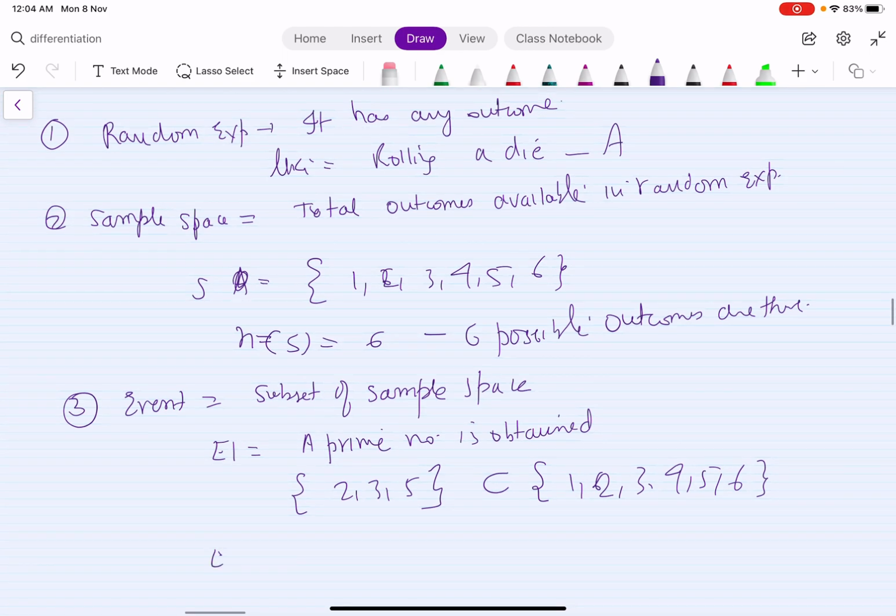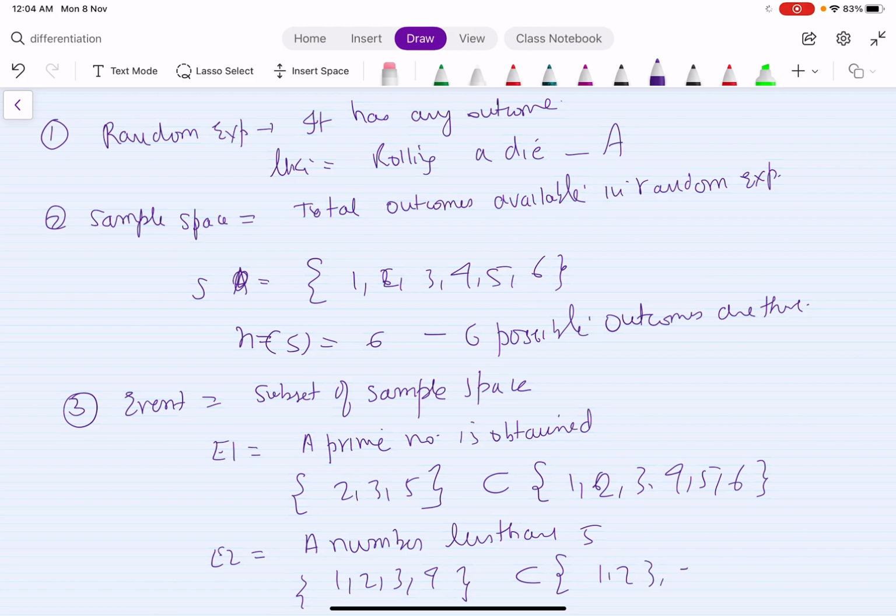I define another event, a number less than 5. What are the possible outcomes here? 1, 2, 3 and 4. These are less than 5, and this is also a subset of the sample space. This is your sample space, so this is also an event.